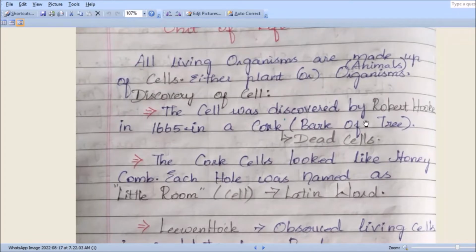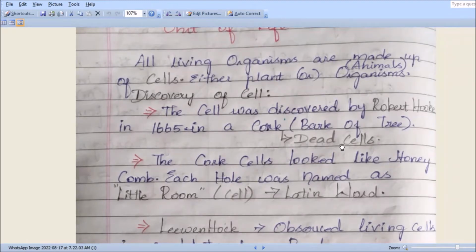In which thing he found the cell, we have a question. While he was walking, he saw a dead tree. From the tree he took a bark. Bark is nothing but the outer layer of a tree. We have cinnamon, right? Cinnamon is the bark of a tree, am I right? We use cinnamon for our cooking purpose. So he took that bark and examined it under the microscope, and he saw many dead cells present in it.